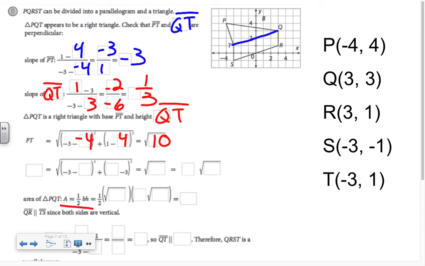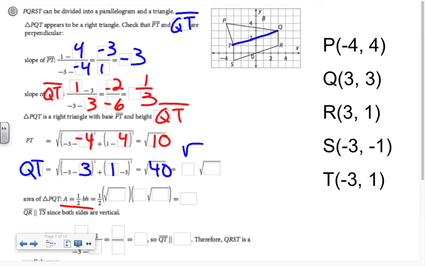The length of segment QT is negative 3 minus 3 quantity squared plus 1 minus 3 quantity squared. So in the first parenthesis, I have negative 6 squared, which is 36. Second parenthesis, I have negative 2 squared, which is 4. That gives me square root of 40.